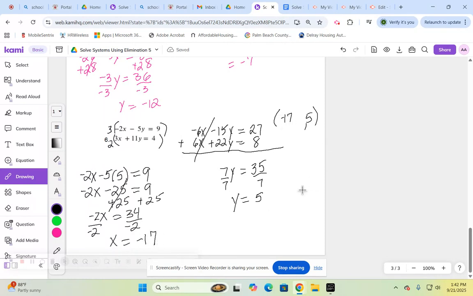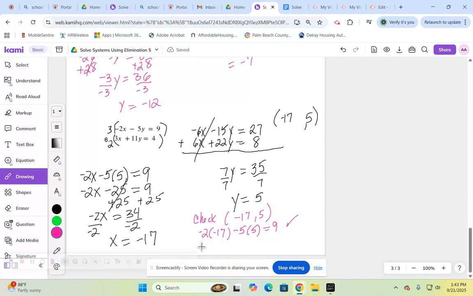All we have to do is check. See if I have room here to do that. Negative 2 times negative 17 minus 5 times 5. Does that equal 9? Well, that's 34 minus 25, that is 9.